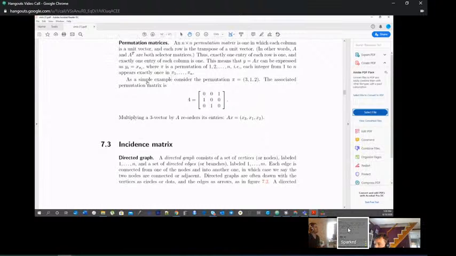Okay. As a simple example, consider the permutation 312. The associated permutation matrix is this. Multiplying a 3-vector by A reorders its entries. I don't understand what this actually does. If you use that as a selector matrix, it would select the third value in the first row, so it selects a specific permutation of the vector. So x is x1, x2, x3, and you multiply it by this. That's interesting, and probably pretty useful.